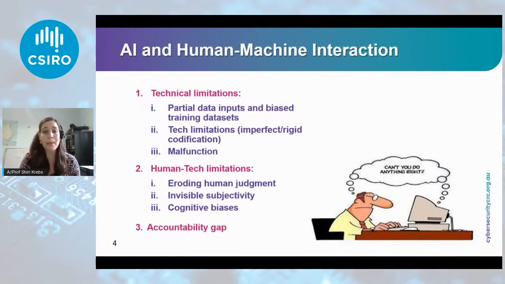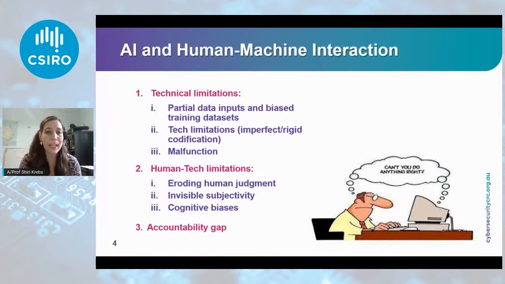The first one is some of the technical limitations of the technology in itself. The second one relates to the human technology relations. And then the third one looks at accountability and transparency. And so in the first group, we look really at the technology and some of its limitations. We have partial data inputs and biased training data sets. So this is really about the design, which cannot always transform reality into what we want in a perfect world, right?